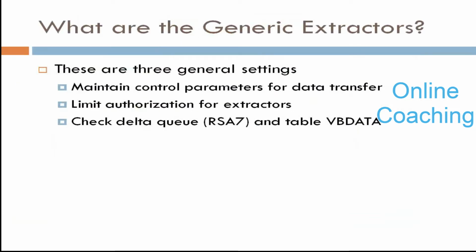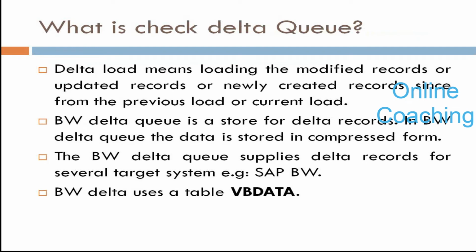What are the generic extractors? They maintain control parameters for data transfer. They have limited authorization for extractors. You can check your delta queue in RSA7 and the table, for example, VBDATA. That is the table where all your delta queue data will be available.